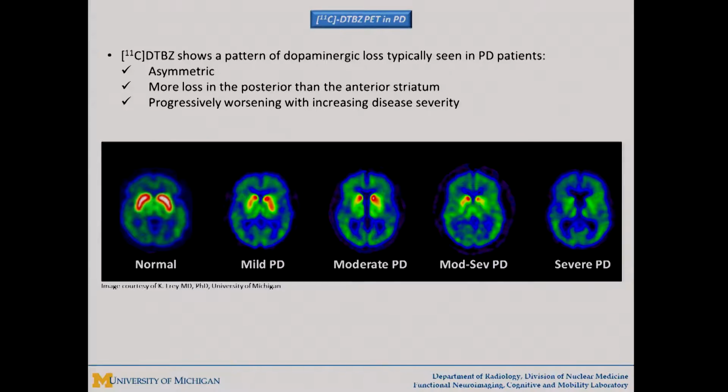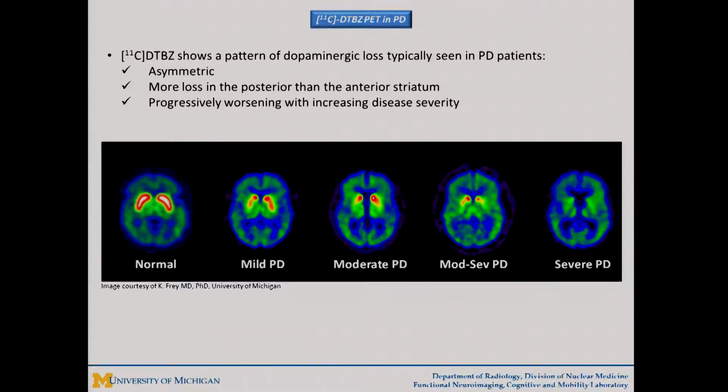But at the time of diagnosis, when the neurologist tells you you've been diagnosed with Parkinson's disease, we know that about 60 to 80% of the dopamine neurons are already gone. So the loss that you see here is already incredible, 60 to 80%. Having said that, it's also a testament to the brain that you lose 60 to 80% of a neurotransmitter and you still function relatively well up to a certain point.